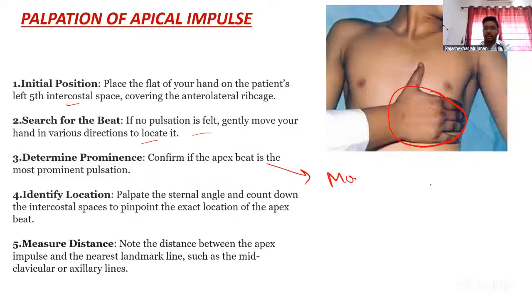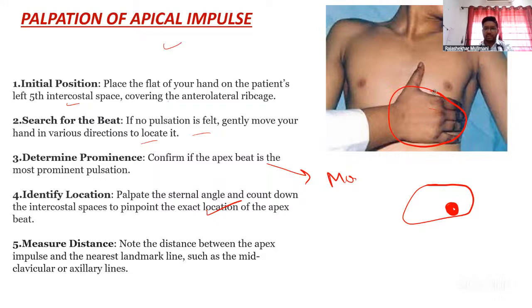You may be feeling various pulsations in some areas, but you need to locate the site of the most prominent and maximum sensation, and then identify its location by palpating the sternal angle, counting down the rib location and identifying the intercostal space, etc. And you can measure the distance.